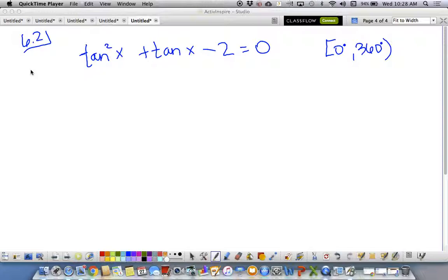Now, when you see this type of equation, what I want you to think about, okay? So if I'm doing my thought bubble over here, I'm thinking, do I know x squared plus x minus 2? So where you see x, it really is tangent x. Okay? So is that x squared plus x minus 2? Can you factor x squared plus x minus 2?